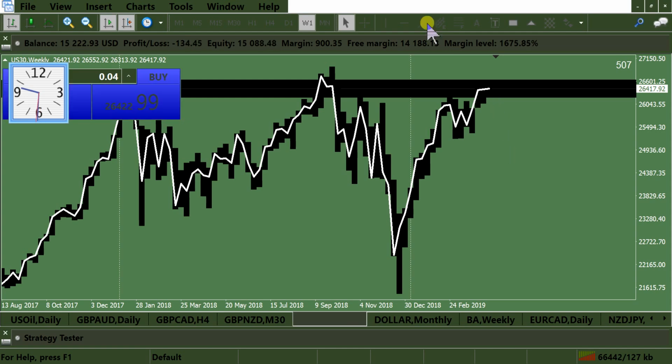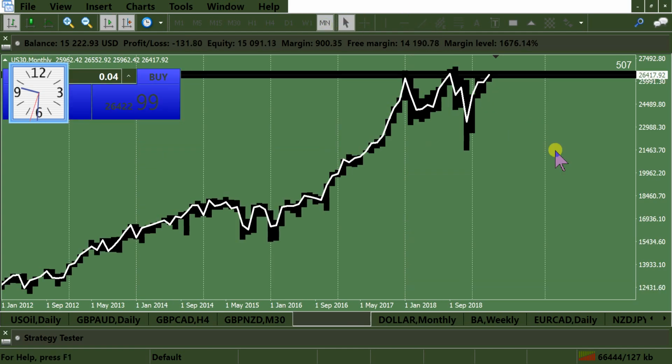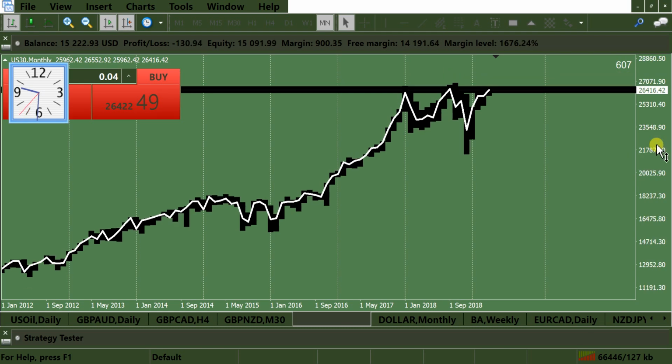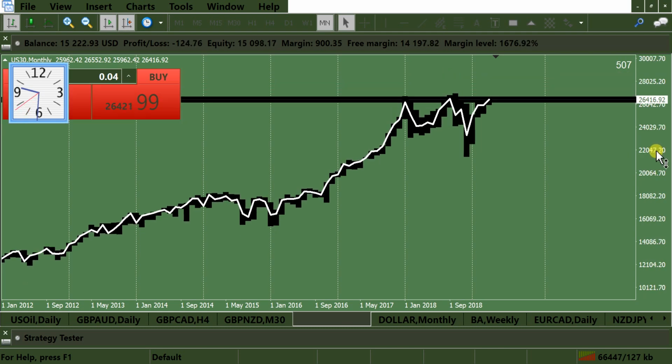So here's the Dow Jones, which is marching through the roof. It's going to be insane. We're going into record territory. It's very exciting. I think NASDAQ's leading the way.